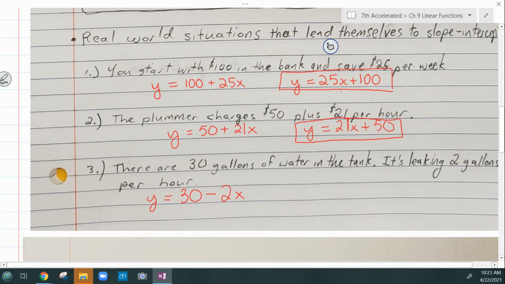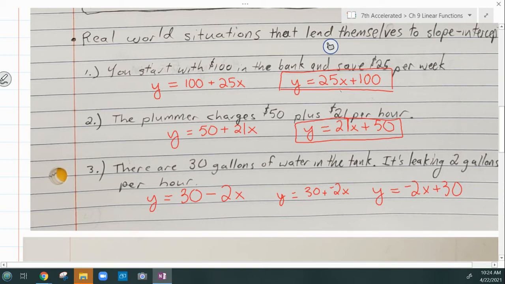So if it's 1 hour, it'd be decreased by 2. If it's 2 hours, it'd be decreased by 4. If it's 3 hours, it'd be decreased by 6. All right, but we're going to just rewrite that. 30 plus negative 2x, and we can rewrite that as negative 2x plus 30. All right, so I just want to give you a context to these problems so they're not just kind of out of the blue. All right, let's go to the next page of our notes.